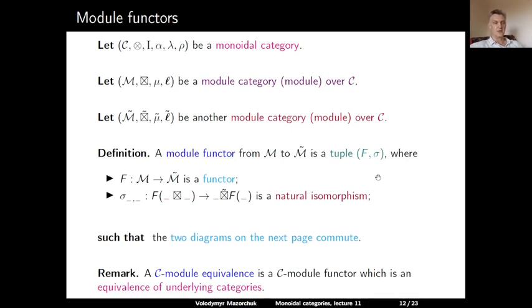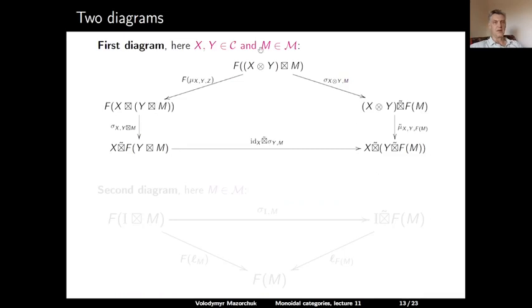So let's go back and complete the definition. We want now to present two diagrams, two axioms which should be satisfied by the datum which defines a module functor from M to M tilde. So the first diagram: for any x and y in C and any m in M, the following should commute.